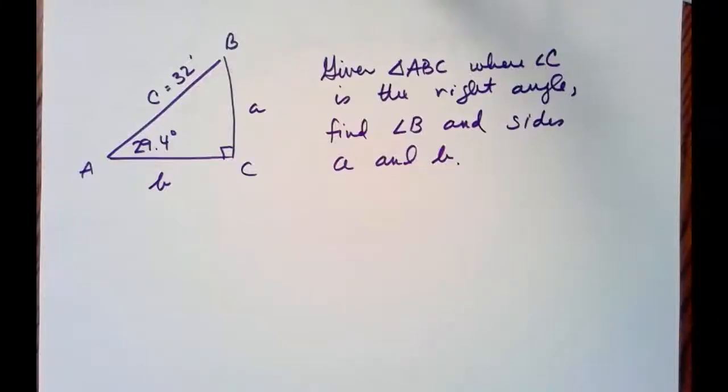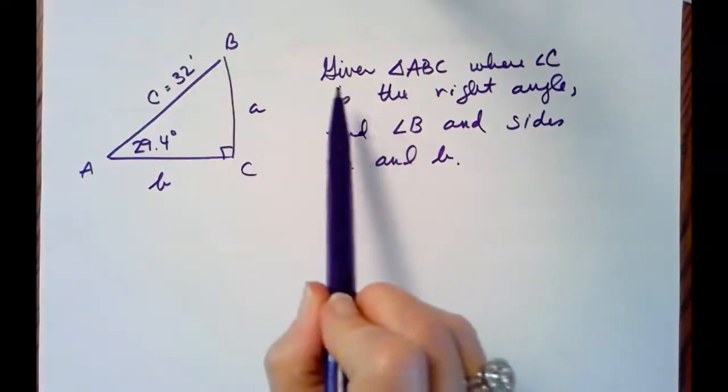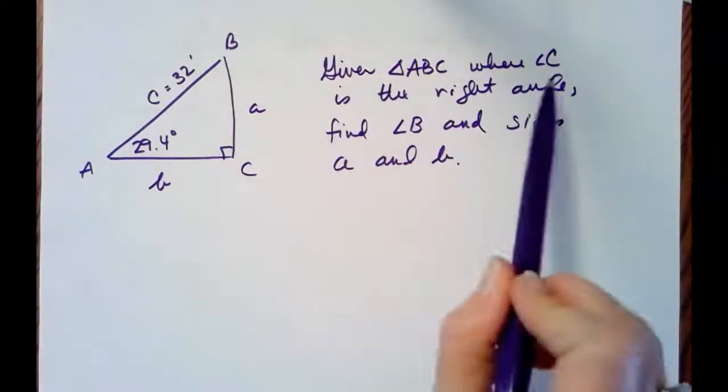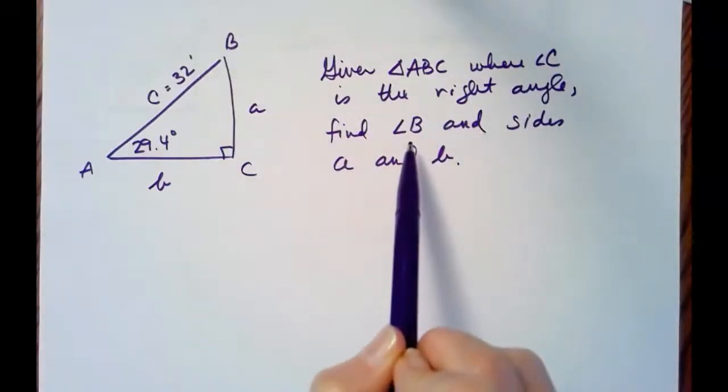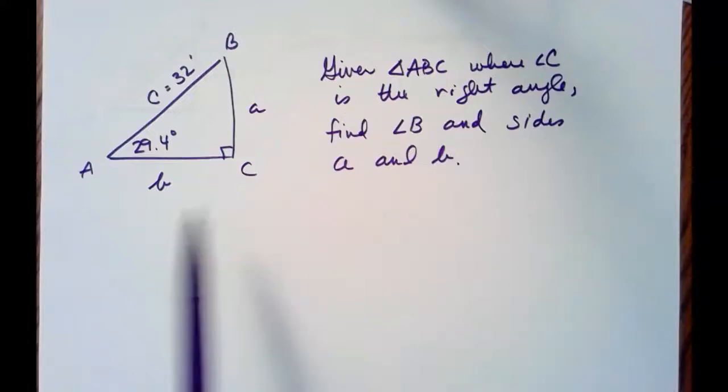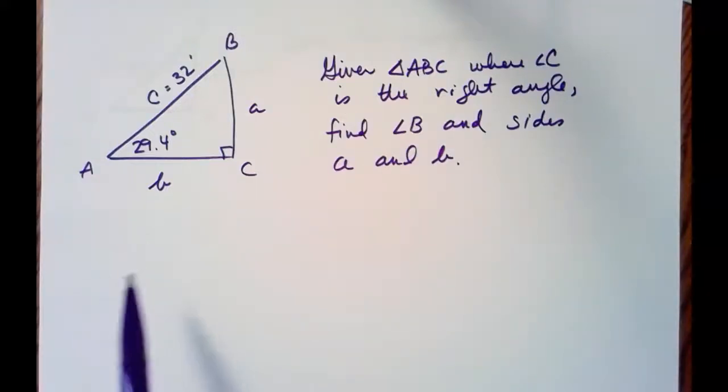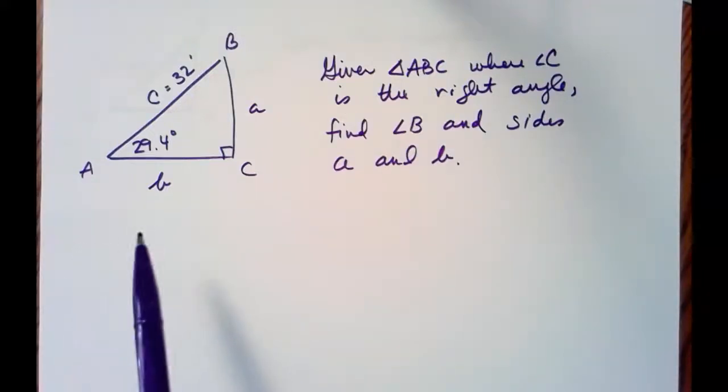Here we go, trigonometry for our quiz review video from the end of our chapter. Given triangle ABC, where C is the right angle, find angle B and sides A and B. We're going to do this with inverse trigonometric functions.